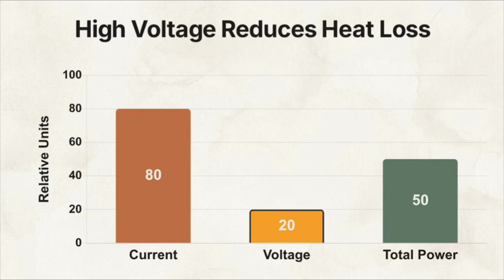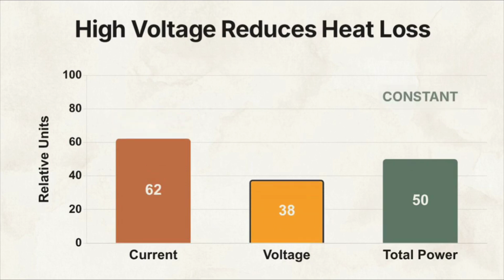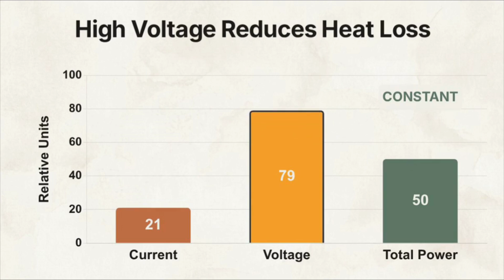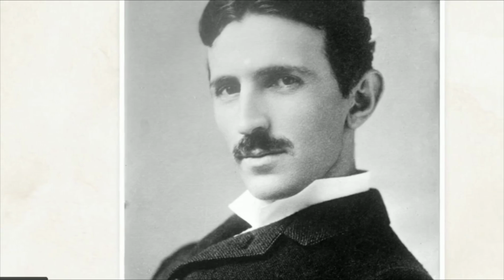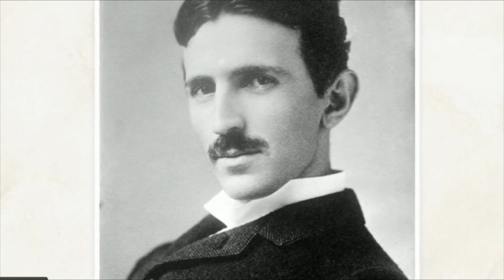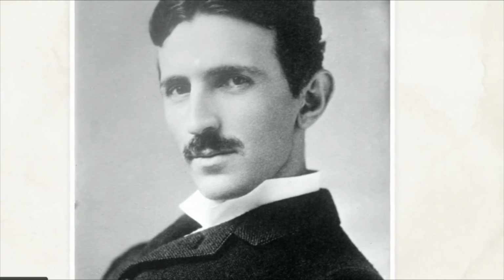To maintain the same amount of total power over long distances without burning up the wires, you have to drastically lower the current and compensate by drastically raising the voltage. Changing the voltage of a direct current system is incredibly difficult and inefficient. That limitation provided the perfect opening for Nikola Tesla to introduce an alternative system.